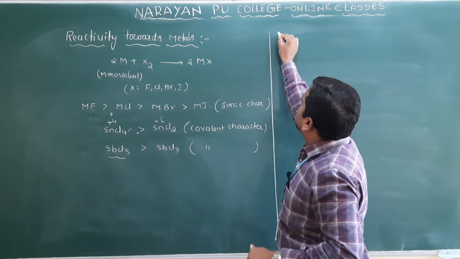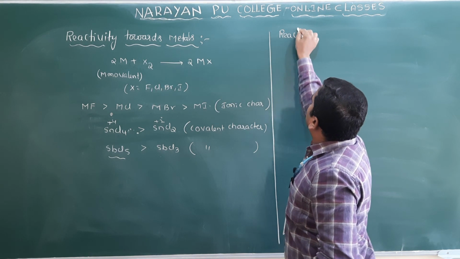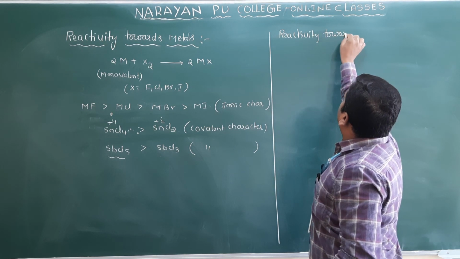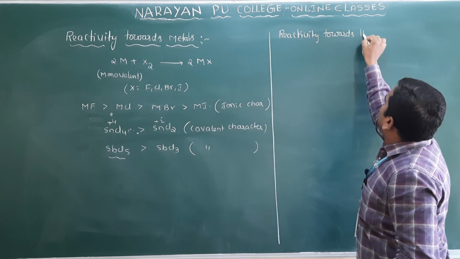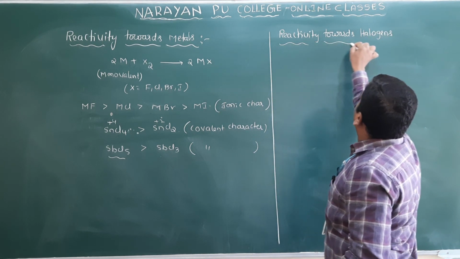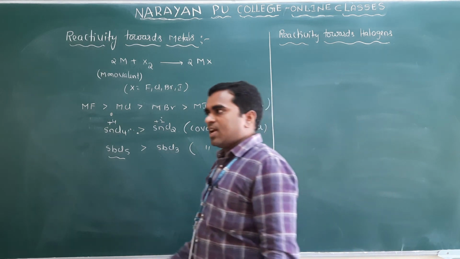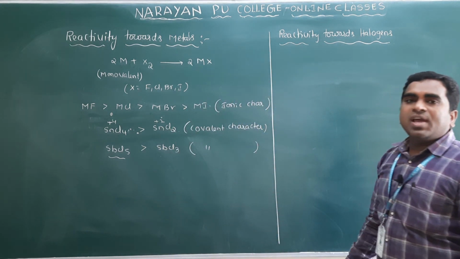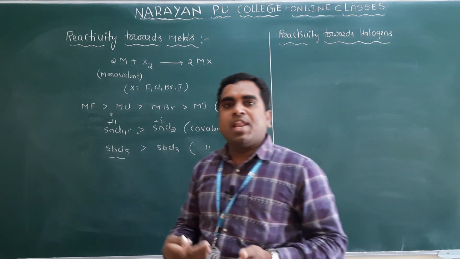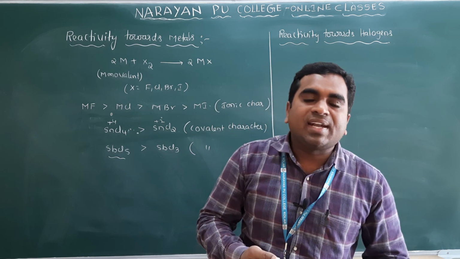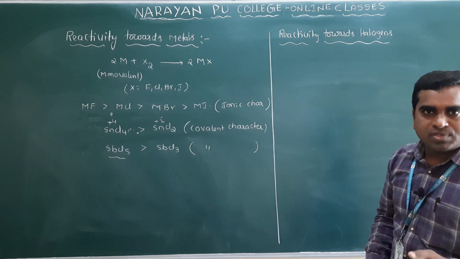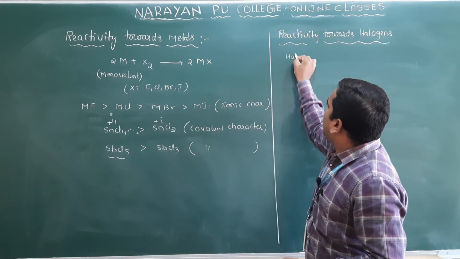And the last one is reactivity towards halogens. Clear? Here is an important concept; we will study this separately. Halogens combine amongst themselves to form a number of compounds called interhalogen compounds. What are the interhalogen compounds here?